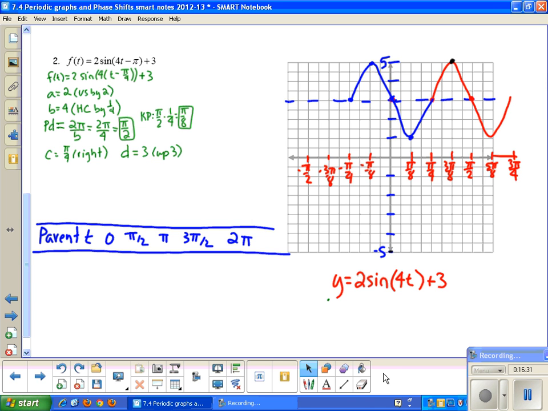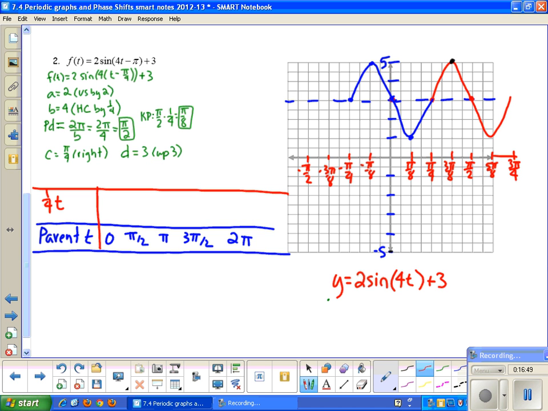And then I do my horizontal shifts. So horizontally, I am compressing it by a fourth. So I'm going to do 1/4 times all my parent graph t-values because I'm shrinking my graph in towards the y-axis when I do that. That's why I'm multiplying them by a fourth. So that's why you do the opposite.